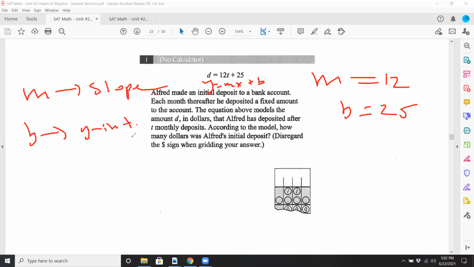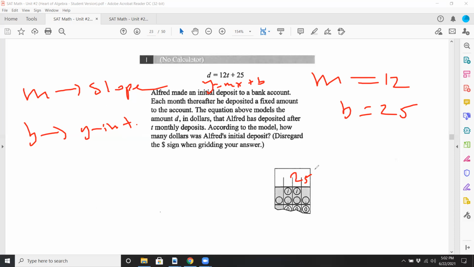So if T is 4, then you deposit over 4 months. T is just time, just the number of months. Think of it that way. T is just time in months. Make it easy. So how many dollars did he have as an initial deposit? They're asking for the initial deposit, how much money he started with. They're asking for the y-intercept. What's the y-intercept here? 25. He started with 25 bucks. That's it. That's all. So don't overthink it.